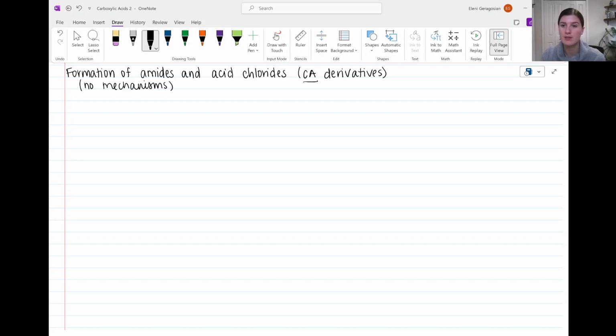We won't go through mechanisms in this video for these reactions, but these are reactions where I'd like you to recognize the reagents, a combination of molecules, and predict the product, or vice versa. Given the product, predict the reagents. So we'll start with amides. And there are multiple ways to prepare amides, but we'll just show one here.